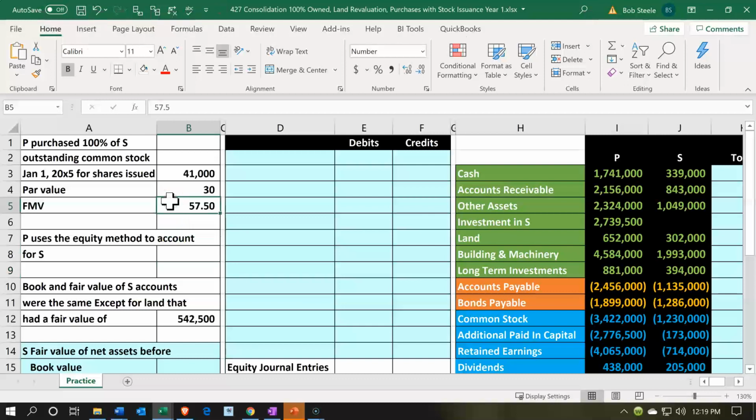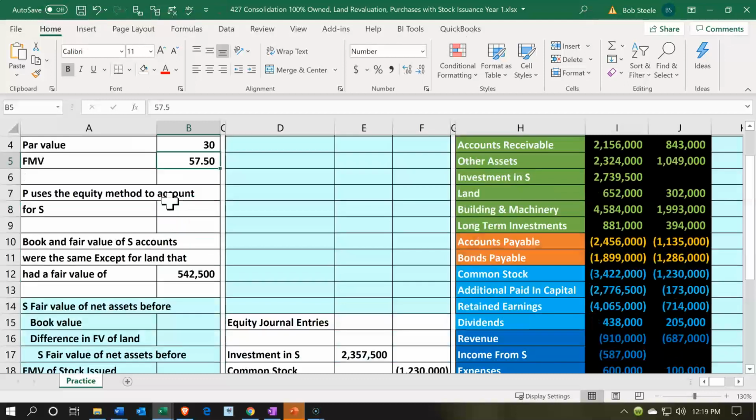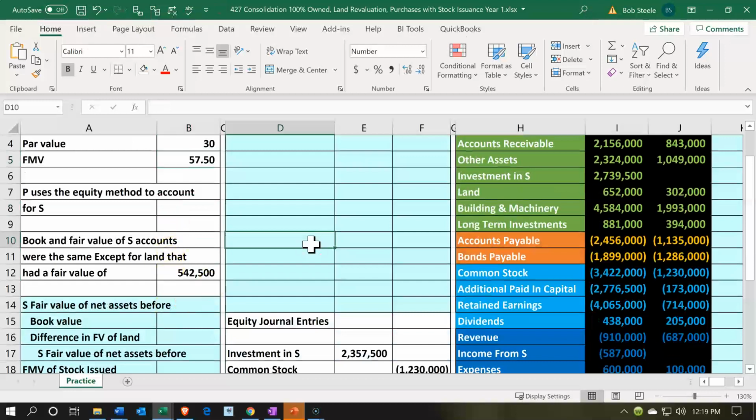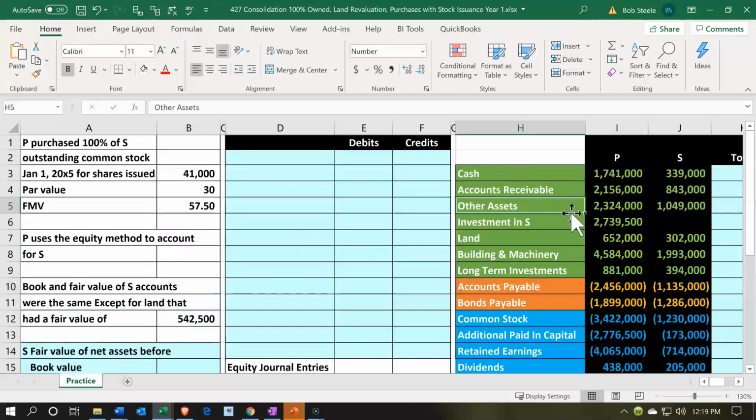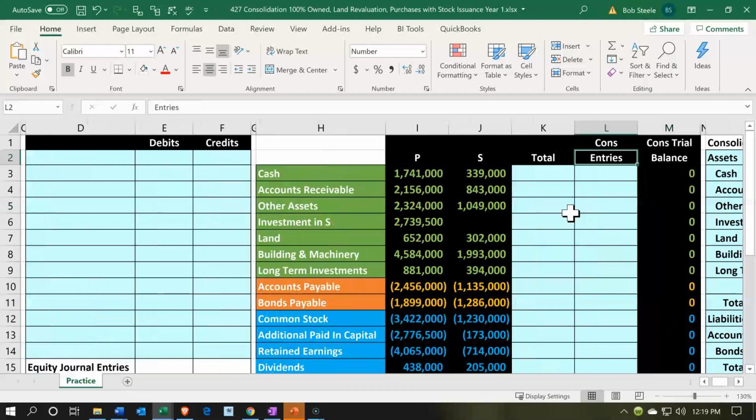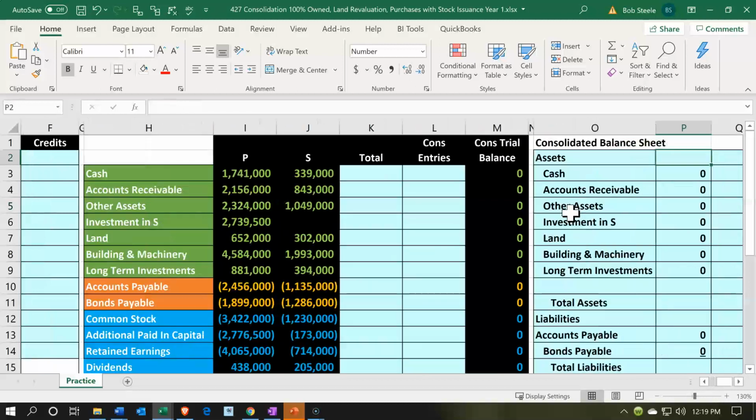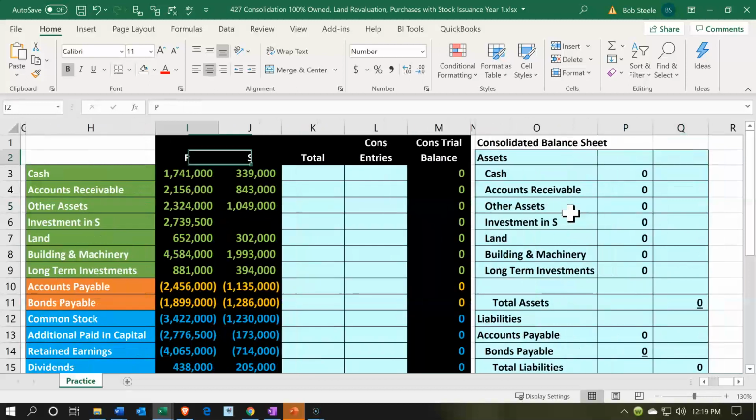Here we are in our Excel worksheet. We've got our information on the left. We're going to be putting that information into the blue area on the bottom, and to the right, we have our consolidation worksheet where we have the trial balances for our two companies, that being P and S, and then a consolidated balance sheet to the right. We're going to go all the way back to the left.